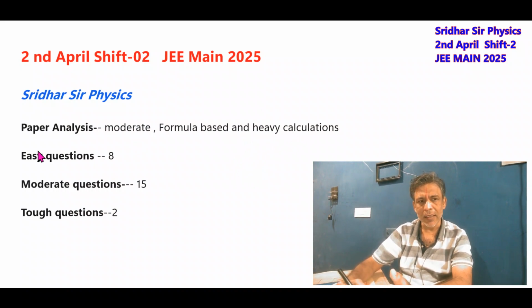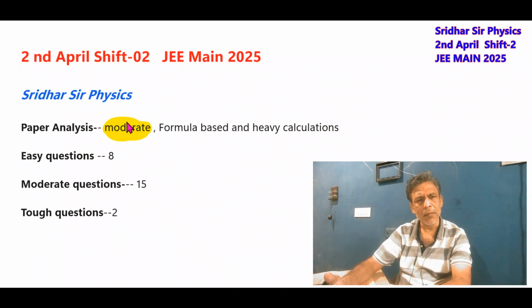That is the basic thing. The number of easy questions is 8, just simple theory and substitution type. Moderate questions, where you have to take a formula and work out a little bit of derivation. Tough questions, 2 are there. This is the paper strategy. You can put the paper in the order of a moderate paper.